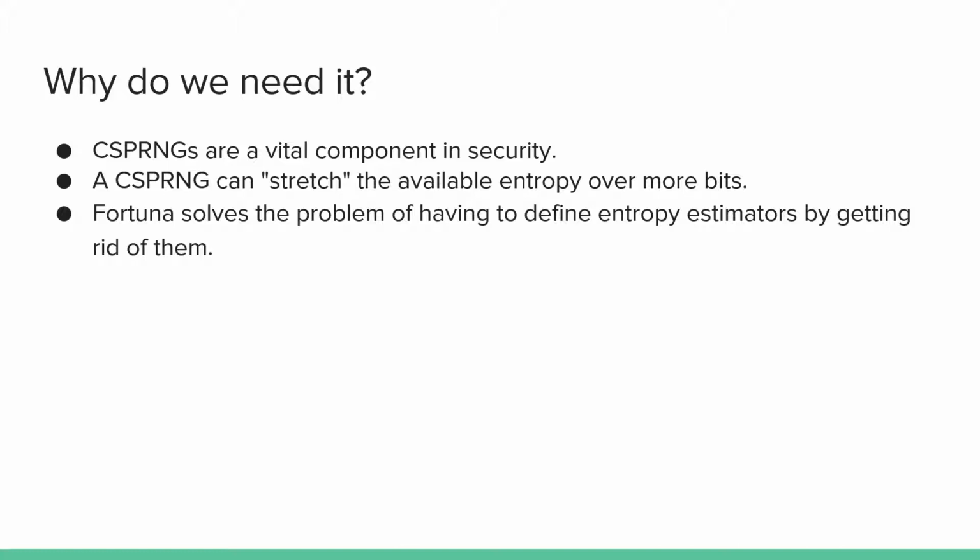A CSPRNG can stretch the available entropy over more bits and hence secure more randomness, which as we just saw is good for ensuring cryptographic security. And fortunately, it solves the problem of having to define entropy estimators by getting rid of them. And why is that a good thing? We are going to see that in a while.